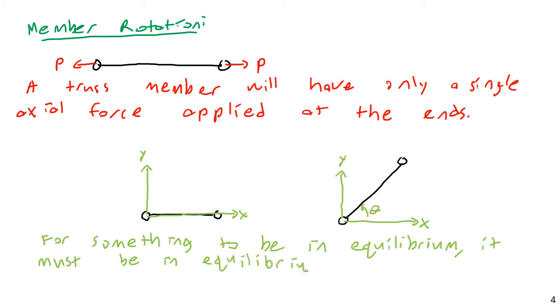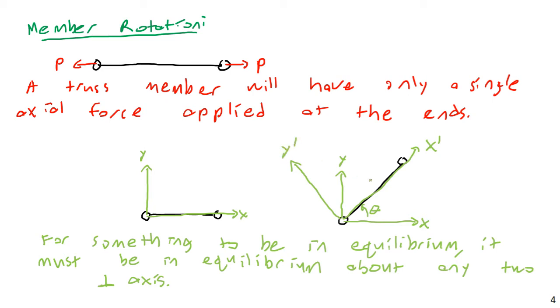Or I should probably say in equilibrium about any two perpendicular axes. If you chose non-perpendicular axes, that would be kind of weird, and I would have to think about where that would still hold true. Any two perpendicular axes. So what that means is, for this member, there is no reason I can't have, instead of a global x-axis, an x prime axis and a y prime axis. There is no reason I can't do that.